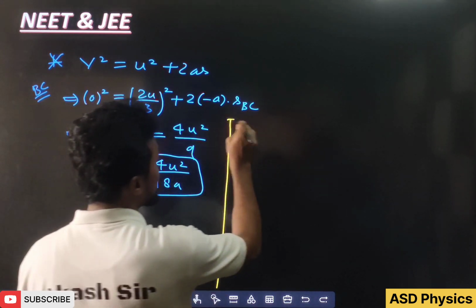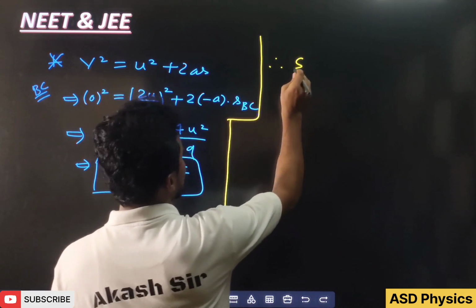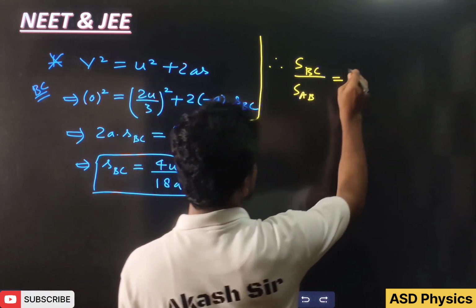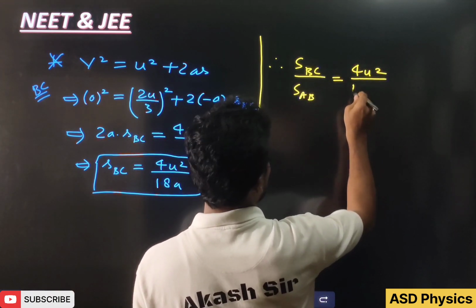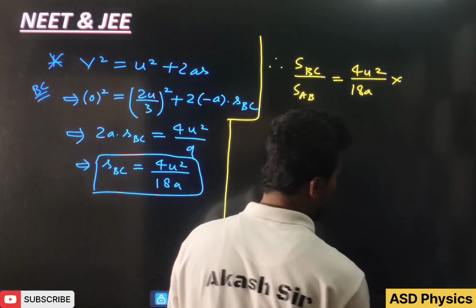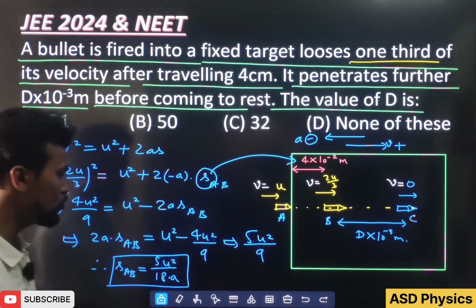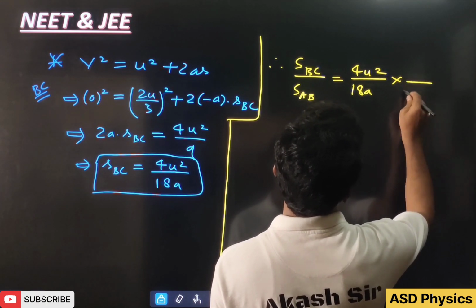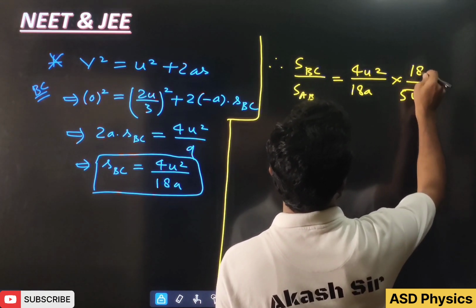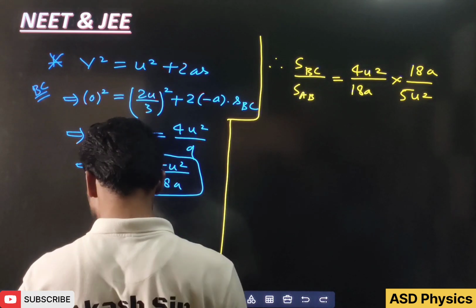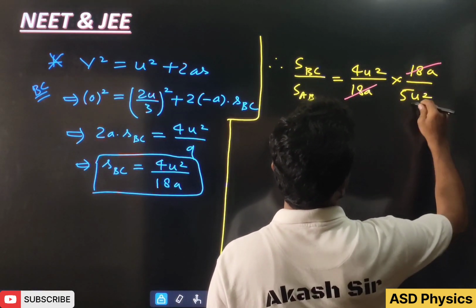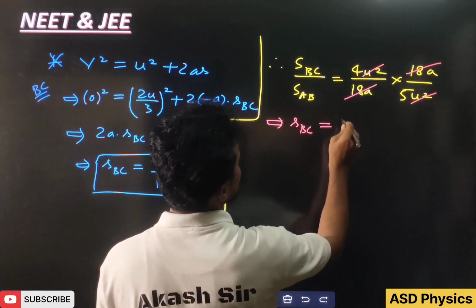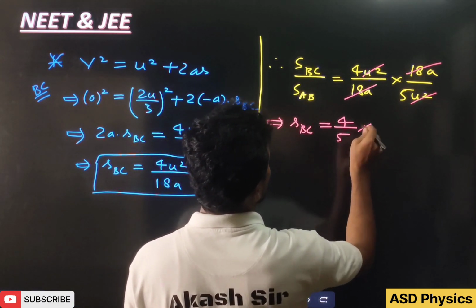Okay, so let me take the ratio here. So if I write SBC by SAB, now how much is SBC? 4u square by 18a into, SAB was how much? 5u square by 18a. That means 5u square by 18a is here like this. What other things will cancel out here, students? Here 18a cancels, this u square, this u square is cancelled. Okay, that means we can write SBC is equal to 4 by 5 into SAB.